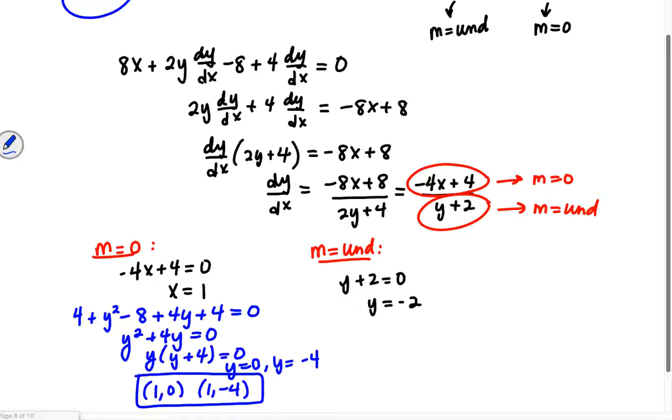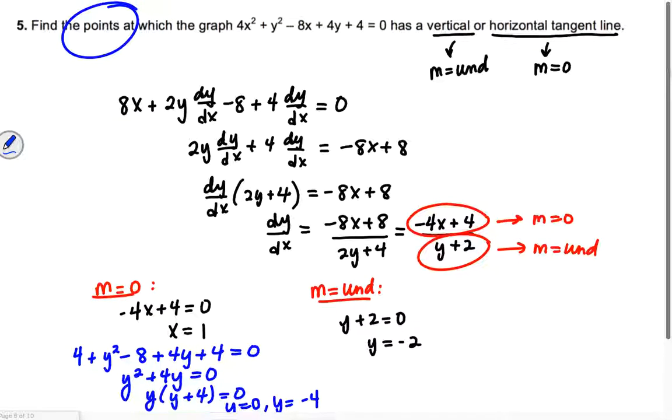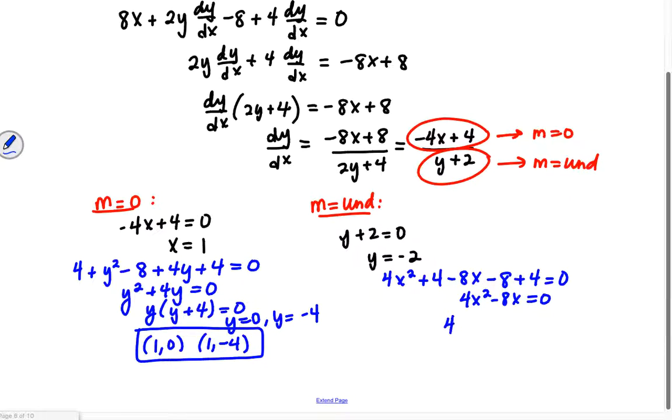What about the y equals negative 2? So we go back to the original, and we plug in y equals negative 2. So we get 4x squared plus 4, right? Negative 2 squared is 4, minus 8x minus 8, 4 times negative 2, plus 4 equals 0. The numbers go away on this one too. That's kind of nice. If they didn't, you'd have to factor, right? So we get 4x squared minus 8x equals 0. Again, pull out the GCF, which is 4x. We're left with x minus 2. So we get x equals 0, and we get x equals 2.